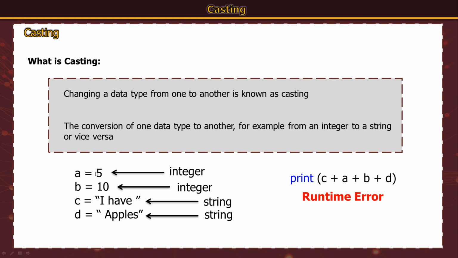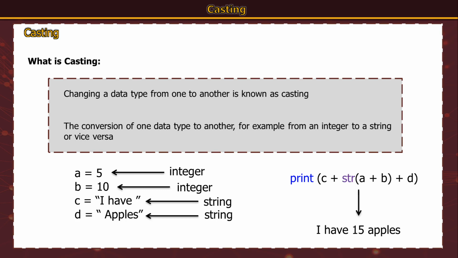If you wanted to treat them all mathematically, well, there's no number called "I have" and there's no number called "apples." Okay? But if we treated them all as strings and concatenated them straight away, well then I'd end up with "I have 5, 10 apples" because there'd be no maths taking place. Okay? So let me show you a potential fix for this.